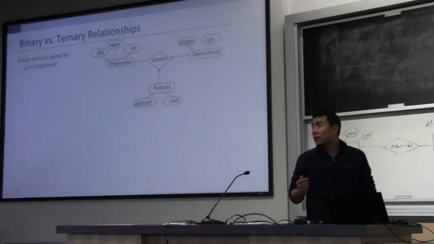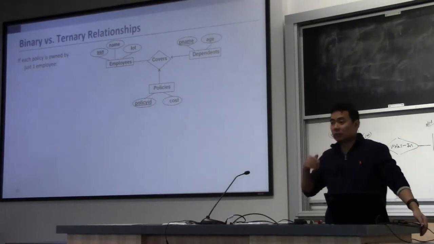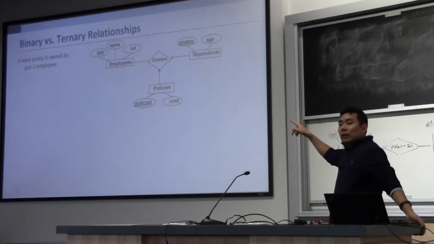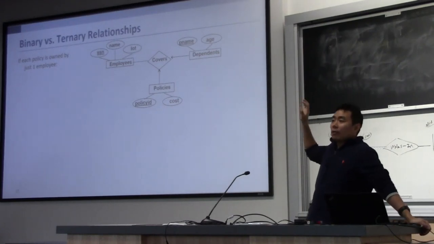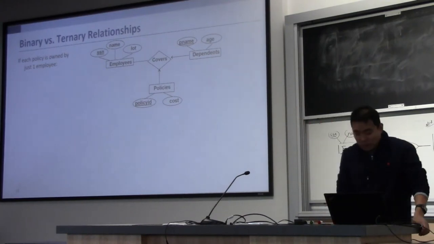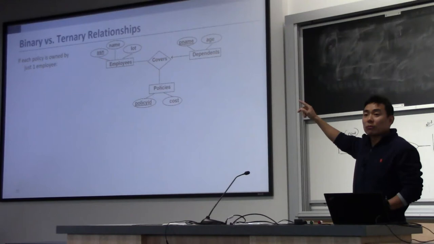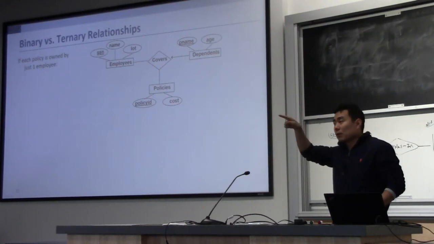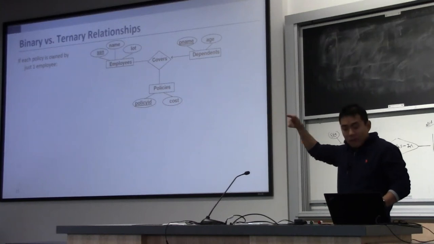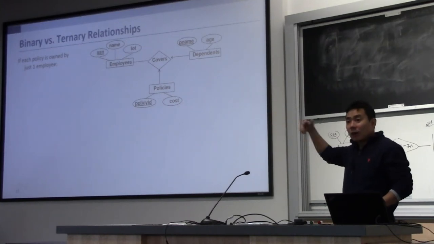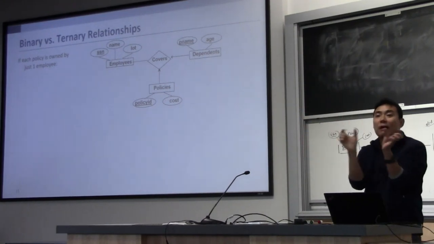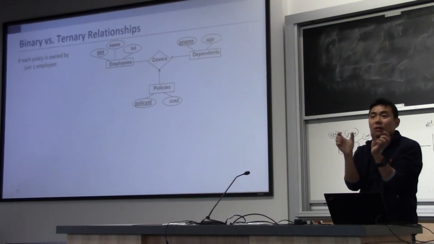However, we're running out of time, so let me finish what I want to say, then I can answer your question offline. But this introduces an undesirable consequence. The mapping between policy and dependent used to be one-to-many, which makes sense. You purchase one policy, that policy can be used to cover all your dependents, one-to-many. But now, because of this, you accidentally introduce an undesirable one-to-one mapping between policy and dependents.